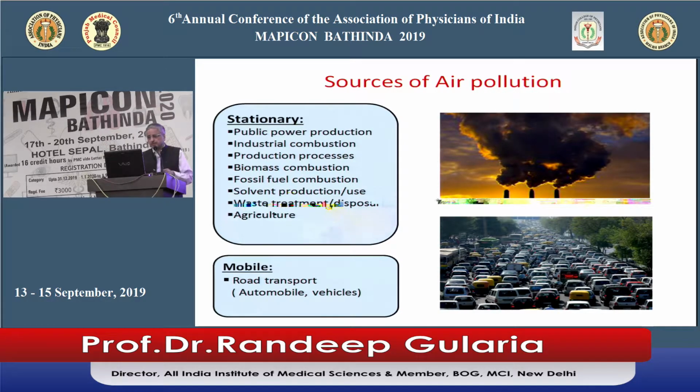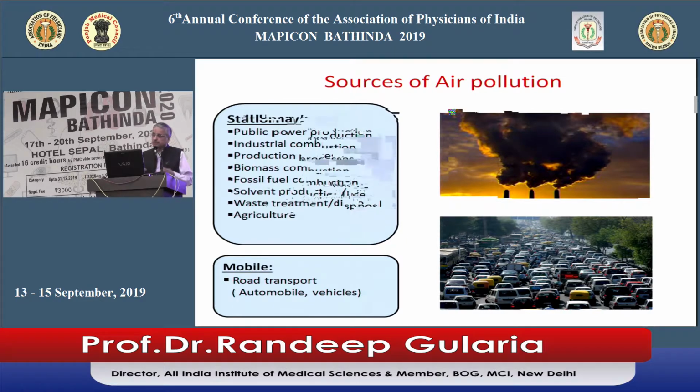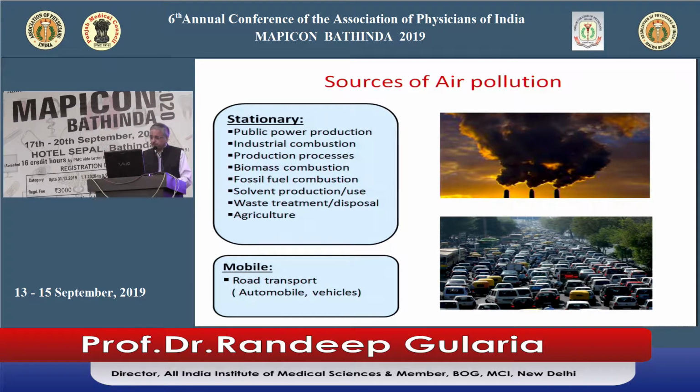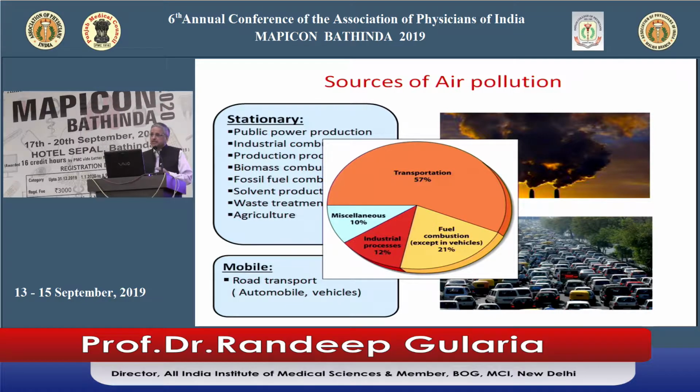So air pollution can be stationary, from power plants, from industrial combustion, biomass consumption, fossil fuel consumption, and it can be mobile, which occurs because of road transport, which causes also a major problem, especially now with increasing traffic and increasing number of vehicles. There's a big debate as to what is the percentage of each, and data tends to vary from different studies. Some data tends to suggest that transport is the major cause of air pollution, followed by fuel consumption, industrial process and others. But this data tends to vary from different sources. So I would really say that it depends on what data you're analyzing and how you're looking at it.